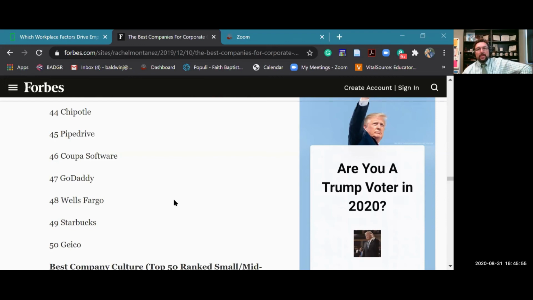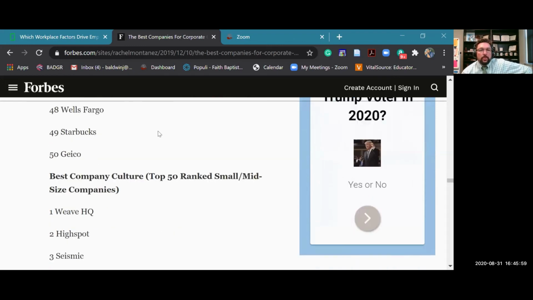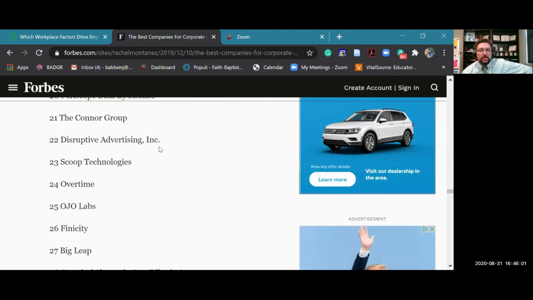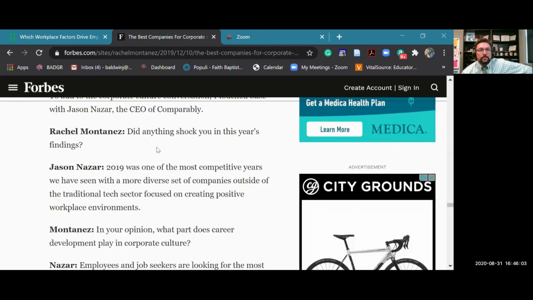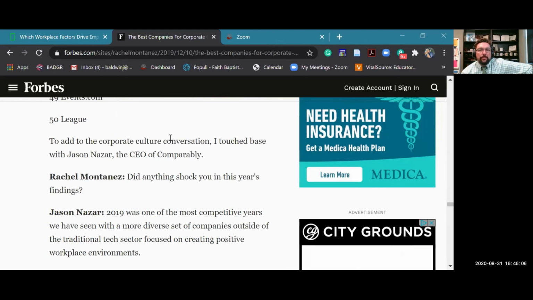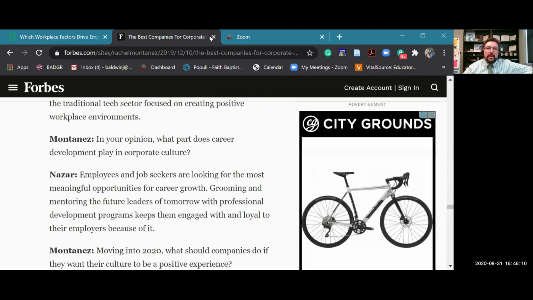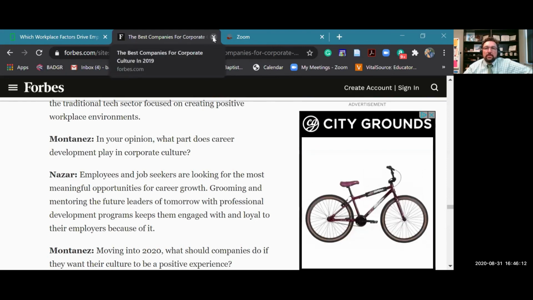So again, it's a coveted position to show up on this list as a big company. Those are the ones we'd be most familiar with, the big companies. So I think it's important to understand how companies function on this. I'm going to unshare my screen now so that we can kind of wrap this up.